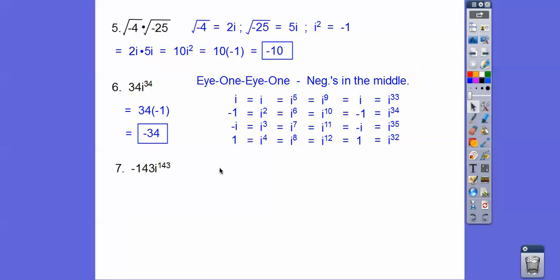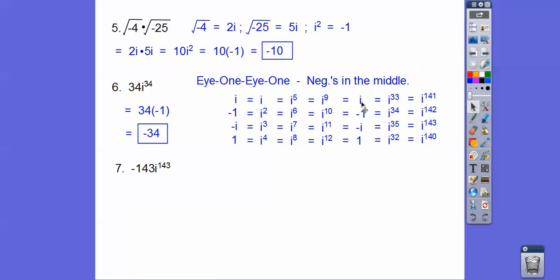Now when you get into big numbers, you just look at the last two digits. The trick on multiples of 4 is to look at the last two digits. Think of 40. 40 is a multiple of 4. So this is i to the 140 right there, so this is 141, 142, 143. That's what I like to think right there. So i to the 143 is negative i.